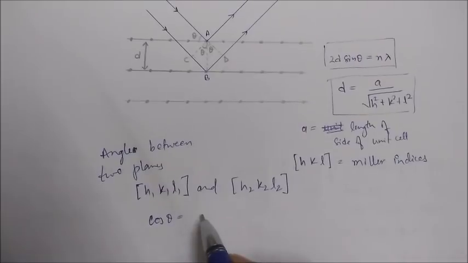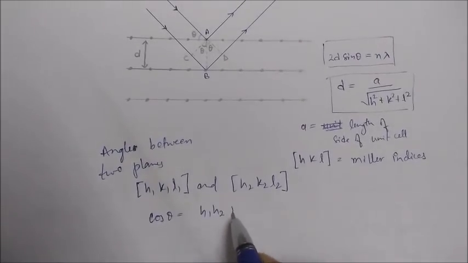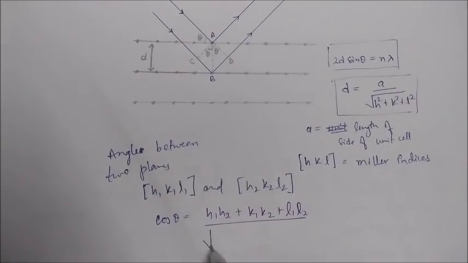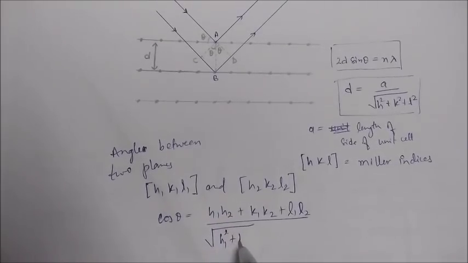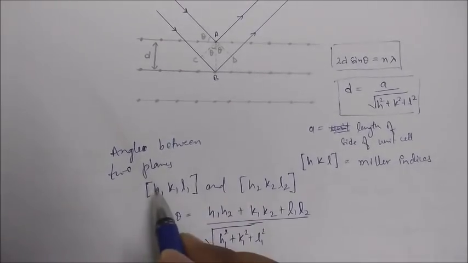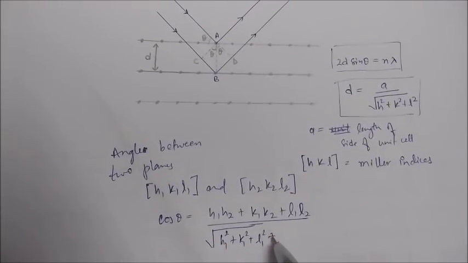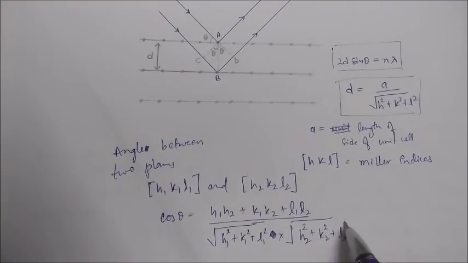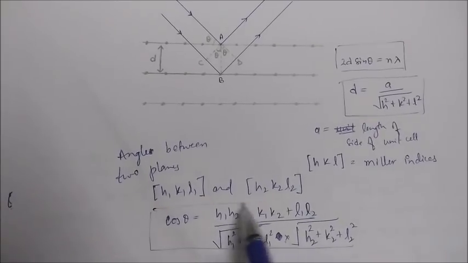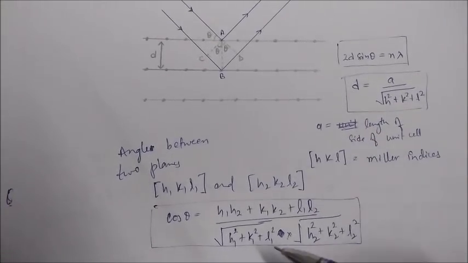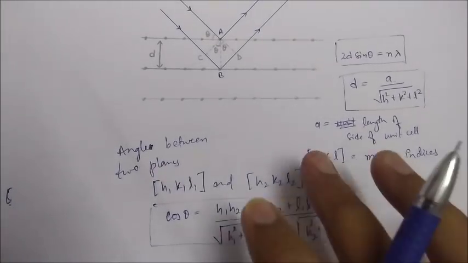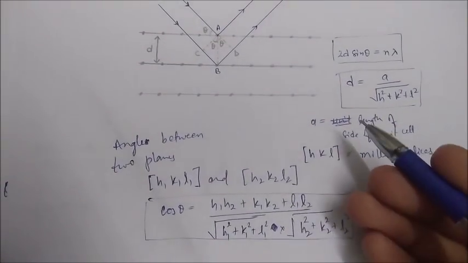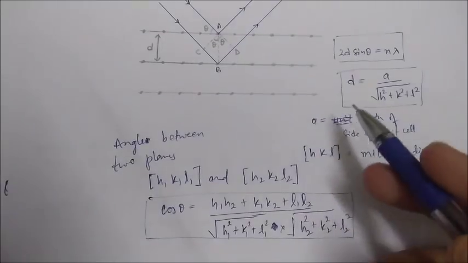cos theta is equal to h1 h2 plus k1 k2 plus l1 l2 upon under root h1 square plus k1 square plus l1 square, into under root h2 square plus k2 square plus l2 square. So this is the third important formula. Just by knowing these three formulae, you can easily solve at least one 4 marks question. This video is very helpful for those who are not preparing for the physical portion, so you can at least solve one question easily.